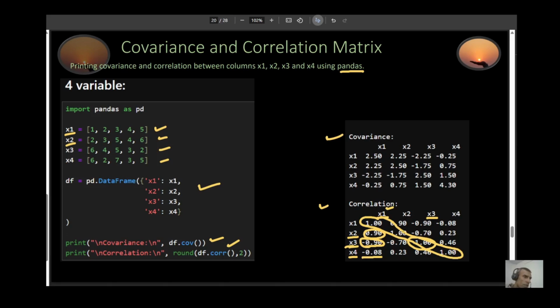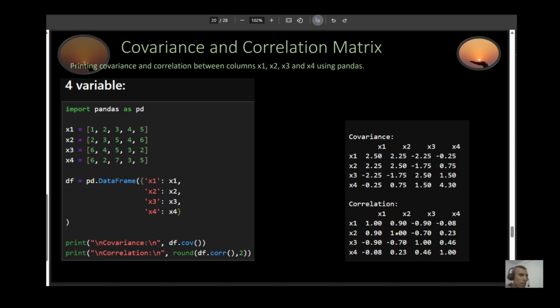Another interesting thing about these matrices is that these elements, let me just draw a little diagonal line, this element right here is the same as this element right here. Okay, so that makes sense too, because if you think about it, this one right here is 0.90, a relation between x1 and x2, and this 0.90 is a relation between x2 and x1. So that's why they will always be the same.